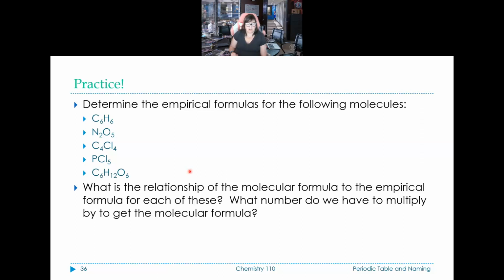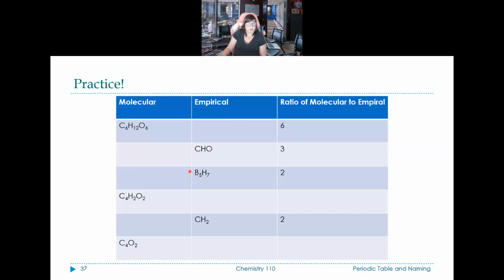Here's another type of practice. Oh, look. Woohoo! So that's the ratio of molecular to empirical that we were just talking about. My molecular formula being C6H12O6. The empirical formula for this is what again? Yeah, CH2O. Now, if my empirical formula is CHO and my ratio is 3, then my molecular formula has to be C3H3O3. Okay, everything gets multiplied by 3. If my empirical formula is B5H7 and my ratio is 2, then my molecular formula is B10H14.